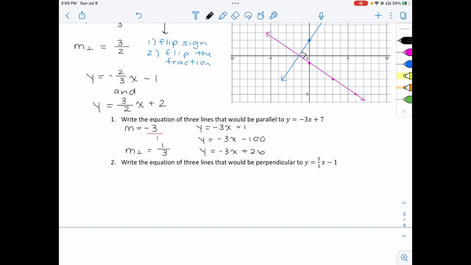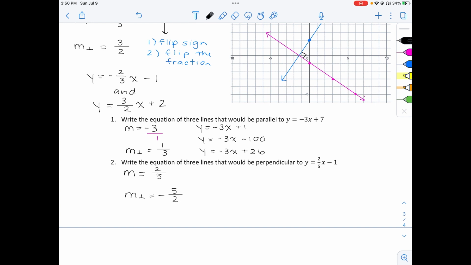So for the second example here, I want to write an equation of some lines that are perpendicular to y equals 2/5x minus 1. So first I'm going to write what my slope is, which is 2/5. And then because I want those lines to be perpendicular, I'm going to flip my fraction and flip the sign. Okay, so 2/5 was positive, so I'm going to flip the sign to be negative, and then I'm putting 5 on the top, 2 on the bottom.